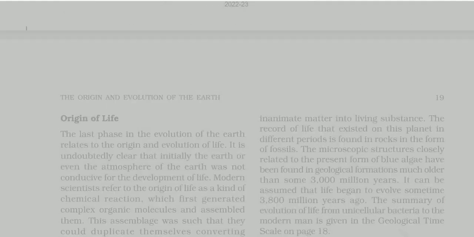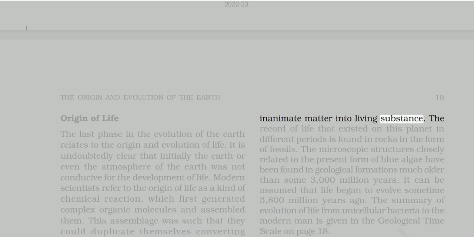The origin and evolution of the Earth. Origin of life. The last phase in the evolution of the Earth relates to the origin and evolution of life. It is undoubtedly clear that initially the Earth or even the atmosphere of the Earth was not conducive for the development of life. Modern scientists refer to the origin of life as a kind of chemical reaction, which first generated complex organic molecules and assembled them. This assemblage was such that they could duplicate themselves, converting inanimate matter into living substance.